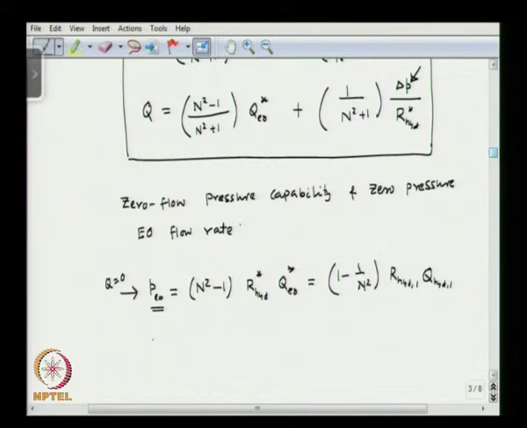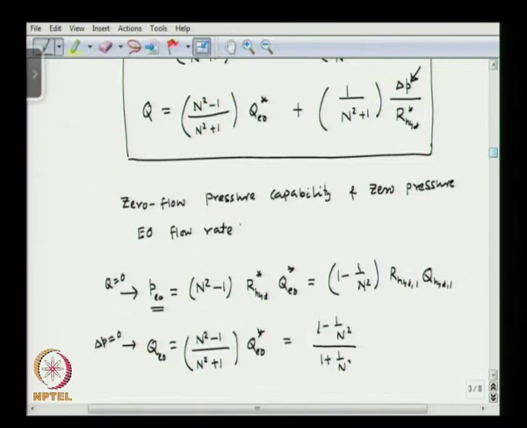Similarly, we can find the zero pressure drop flow capability. Okay. So, here delta P is going to be 0. So, we can find the free electroosmotic flow rate as (n² minus 1) divided by (n² plus 1) into Q electroosmotic star, which we can also write as (1 minus 1 over n²) divided by (1 plus 1 over n²) into Q electroosmotic n. Okay.